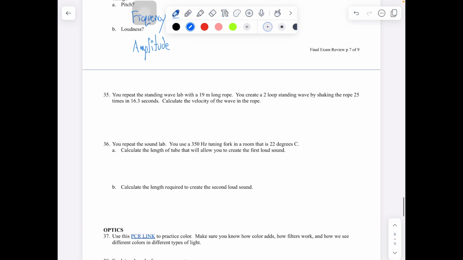You repeat the standing wave lab with a 19-meter long rope. You create a 2-loop standing wave by shaking the rope 25 times in 16.3 seconds. Calculate the velocity of the wave in the rope. Okay. 2-loop standing wave. So let's draw that out really quick, just so we have our picture. There's 2 loops.